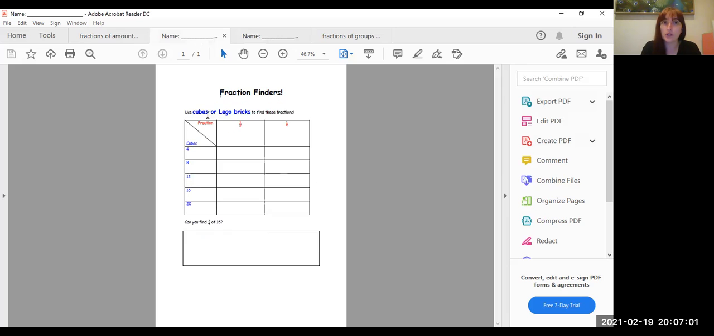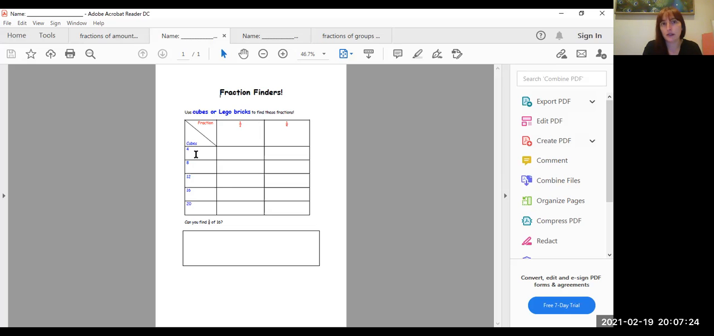Now it says on the top of the sheet, use cubes or Lego bricks, but honestly, any small object is fine as long as you've got a lot of them. So if you've got counters at home or marbles, if you've got bits of pasta, that's fine. Crayons, felt tip pens, anything that you've got a lot of, okay, that's quite small. So use cubes or Lego bricks or anything small that you've got to hand to find these fractions.